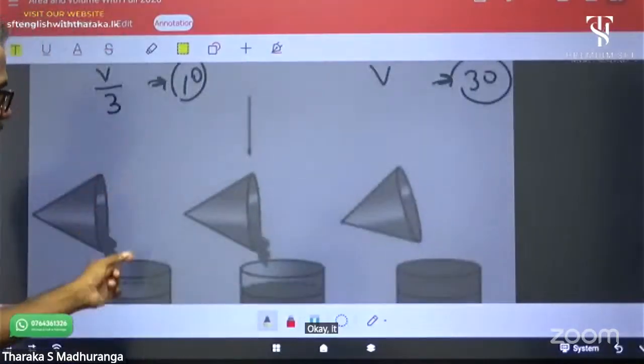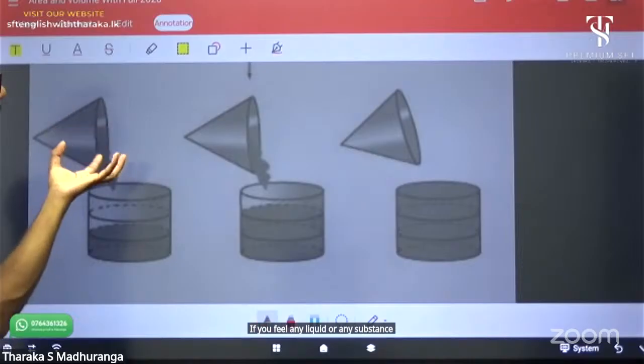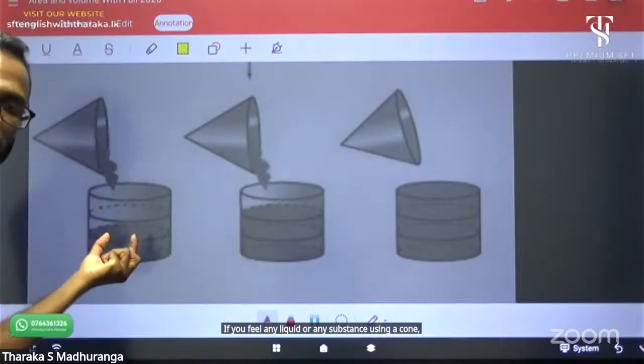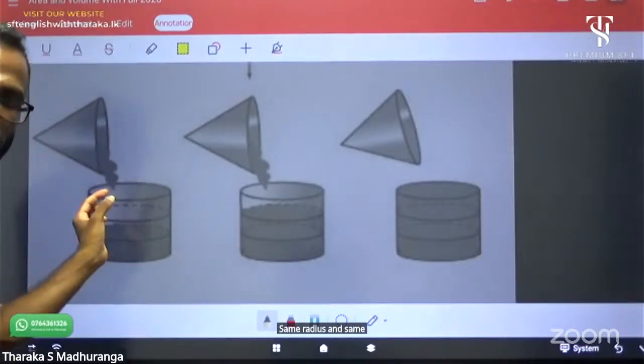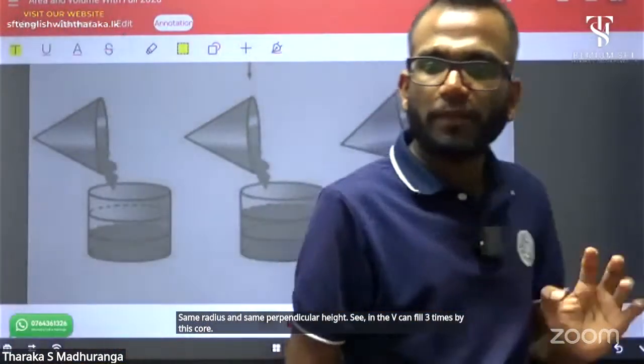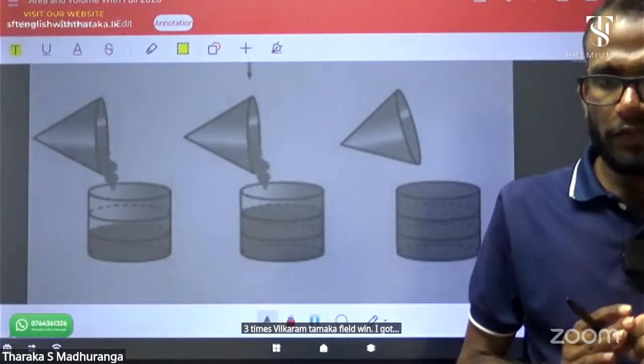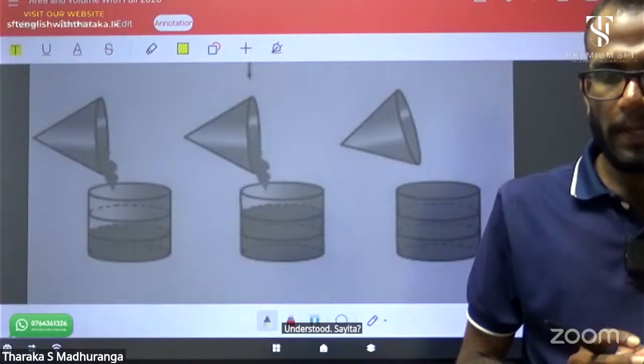Okay, it is clearly mentioned. If we fill any liquid or any substance using a cone into a cylinder with the same radius and same perpendicular height, we can fill it 3 times with this cone. Did you get it? Understood? Sweta?